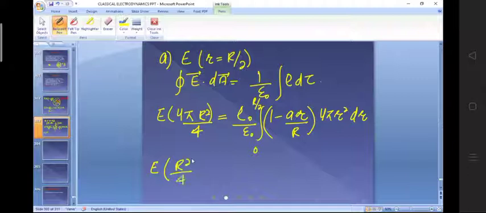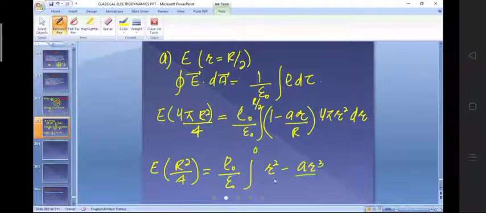First of all, that will in turn be equal to rho naught divided by epsilon naught. This 4 pi cancels. Then it will be the integration of 1 into r square minus a multiplied by r cube divided by capital R with respect to r, and the limits of integration are obviously from 0 to r by 2.